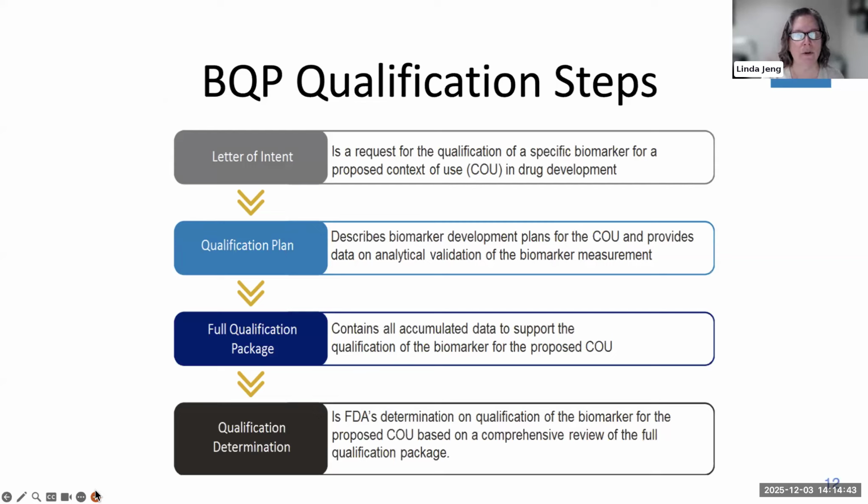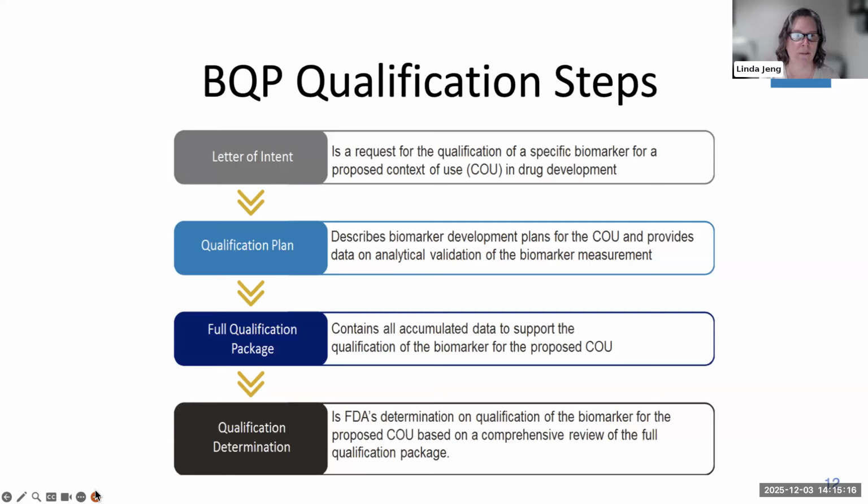As I said, the context of use is frequently discussed and revised through discussions. The second step is a qualification plan, which describes the biomarker development plans within that agreed-upon context of use and provides the data on the analytical validation of the biomarker assay. The third step is the full qualification package, which contains all of the accumulated data to support the biomarker and its qualification for that very specific context of use.